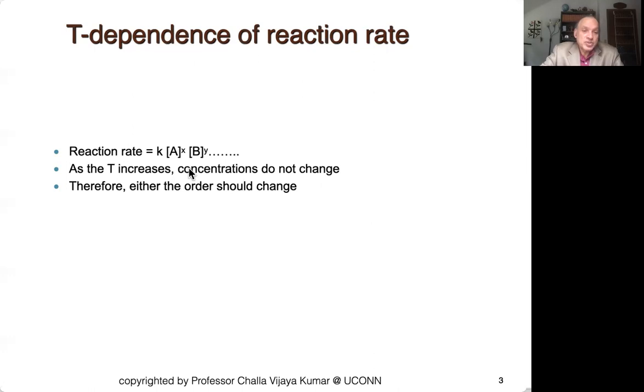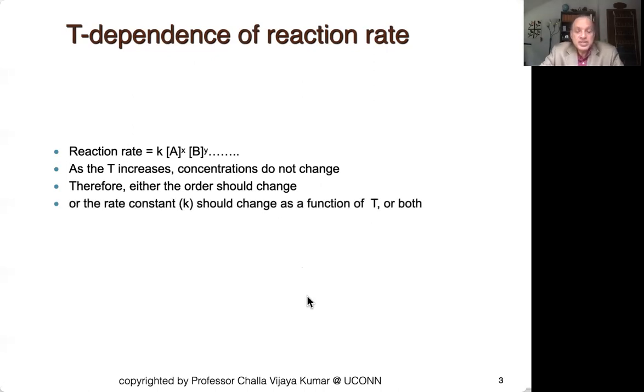So the order should not change with temperature if there is no fundamental change in the chemistry. And the rate constant should change as a function of temperature, because we know the reactions go faster most of the time at higher temperatures than at room temperature or at lower temperatures. There are some exceptions, and we understand the exceptions really well. We can discuss that a little bit later.